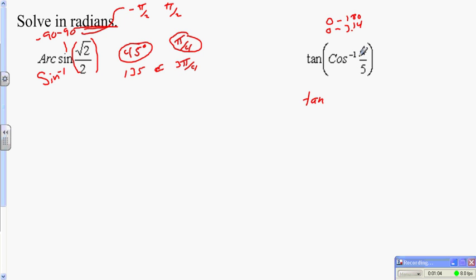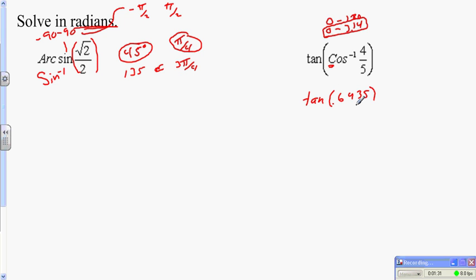If we do cosine inverse of 4/5 on our calculator, we will get 0.6435. Now, is that between 0 and 3.14? Yes, it is. So that is okay. That satisfies the capital C window.